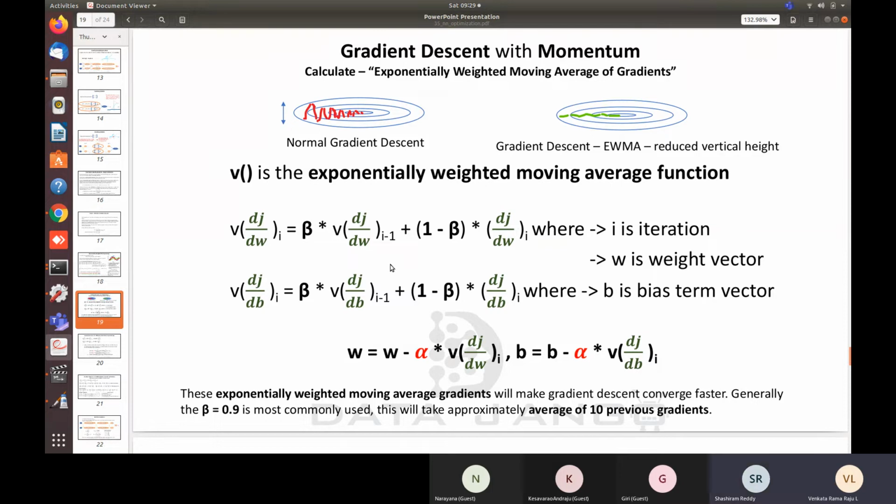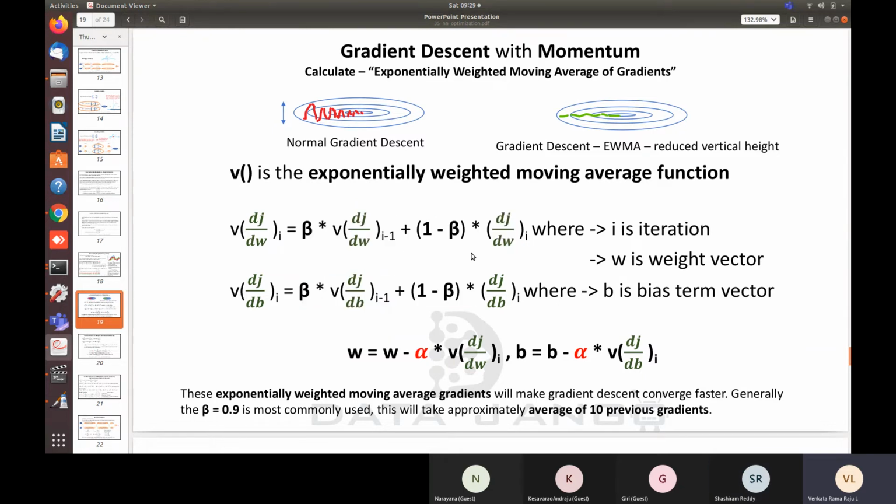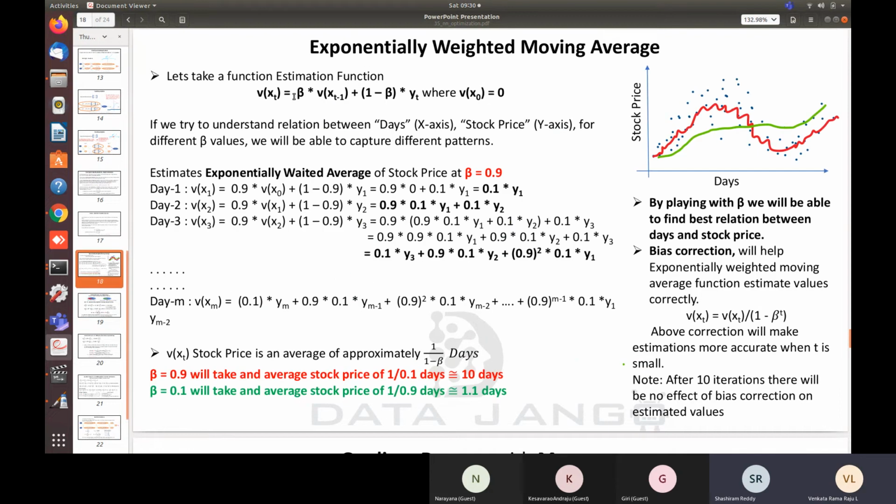So in gradient descent, we will take the derivative of the cost function, right? So here, what is the difference, sir? V of derivative. It is a function of the derivative of the cost function. The function is nothing but the exponentially weighted moving average function. What is that function, sir? Exponentially weighted moving average function. This function only. Beta. Exponentially weighted moving average. In xt, right? In the place of xt and yt, we kept the derivative. See that?